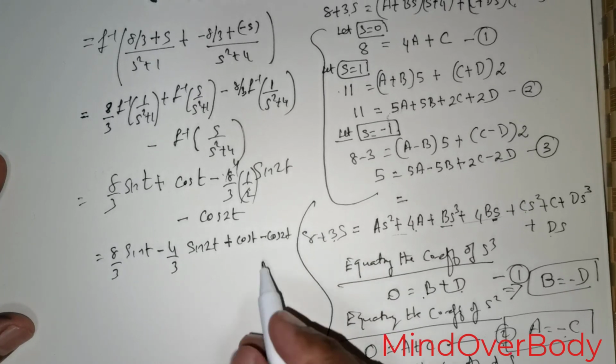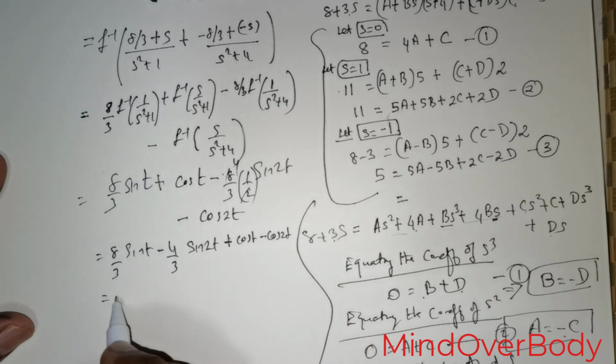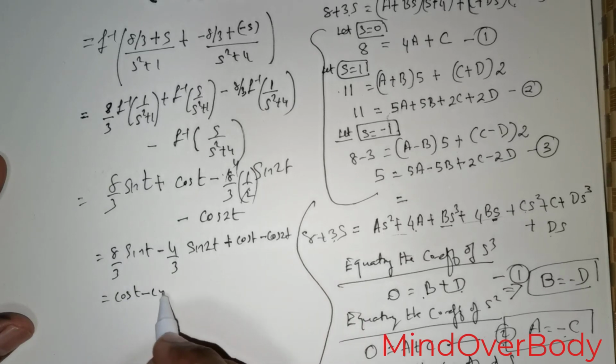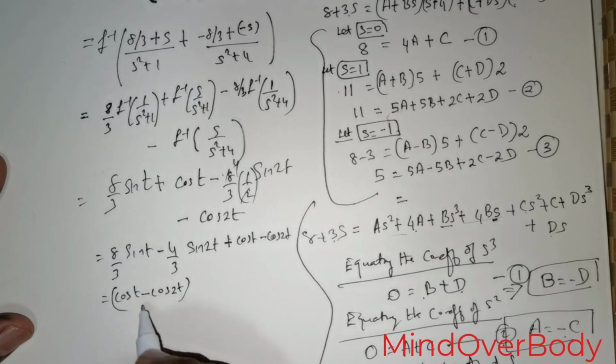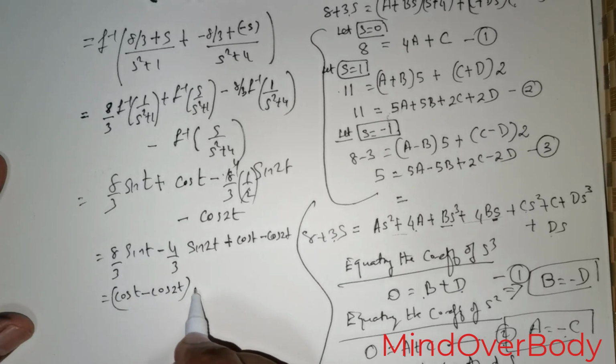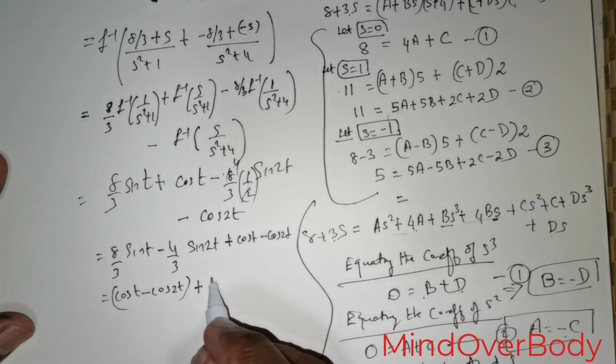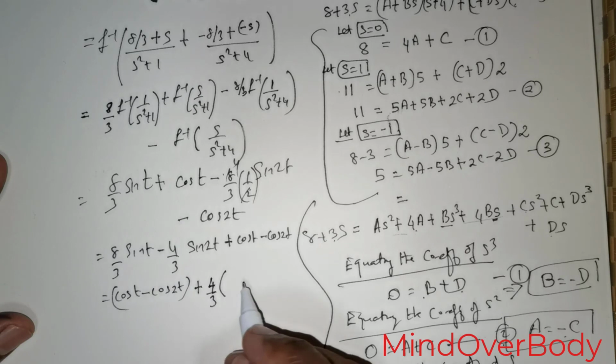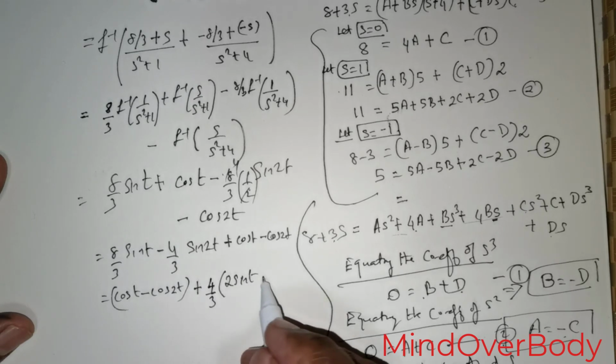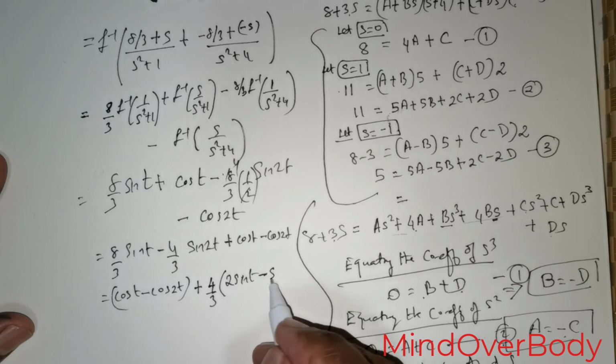You can either write it as cos t negative cos 2t as the first quantity, followed by 8 over 3 sine t, 4 over 3 sine 2t. So in fact you can take 4 over 3 out, and that would give you 2 times sine t negative sine 2t.